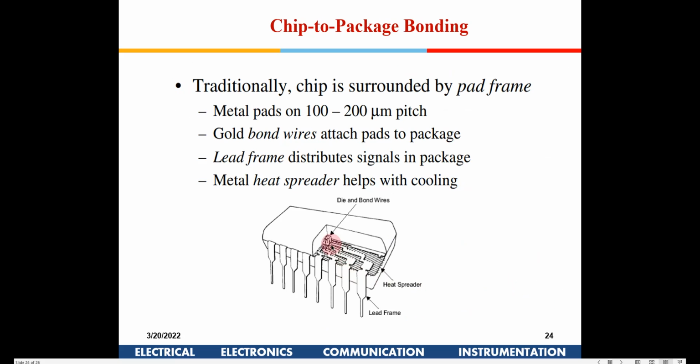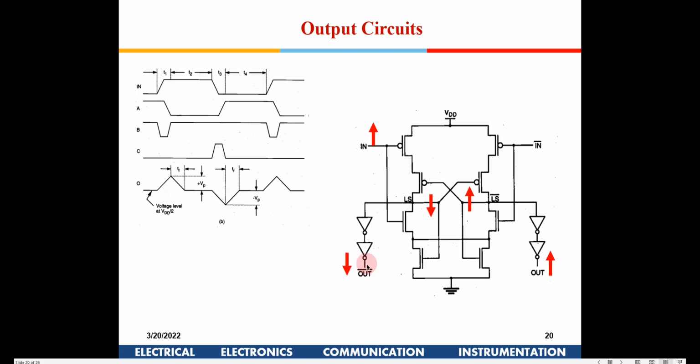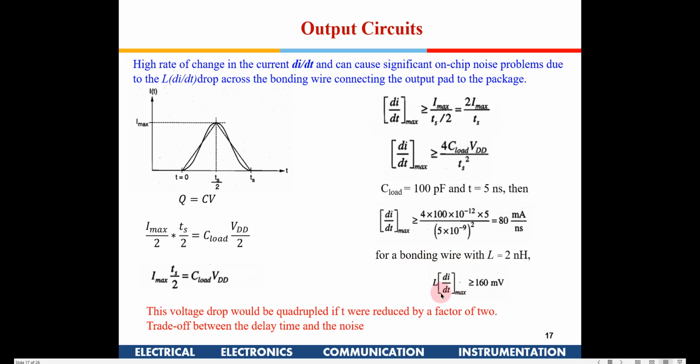bonding wire. These bonding wires, which take the input from the chip to the pins, are equivalent to an inductor, and the voltage across it is given by L di by dt. So we have found out di by dt. What is di by dt? This is the maximum, from 0 to I max over the time TS by 2. Then I max we have computed based on the node capacitance. So we substituted that, we put some values, and we got this value. So this reduces the noise margin.